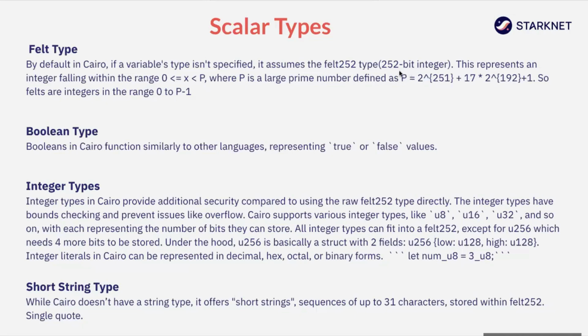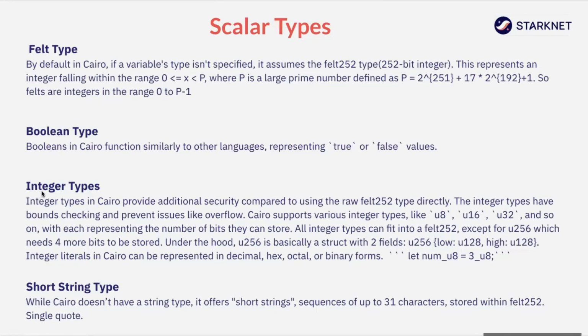If you have time, you can calculate the value of this. You see that it's actually a very, very large prime number. So felts have to fall in the range of 0 to p minus 1. In the next slide, I'm going to be explaining the difference between felt and the normal integer value that we have. So we have Boolean types. Boolean types in Cairo function similarly to other languages, representing true or false. Just as simple as that.